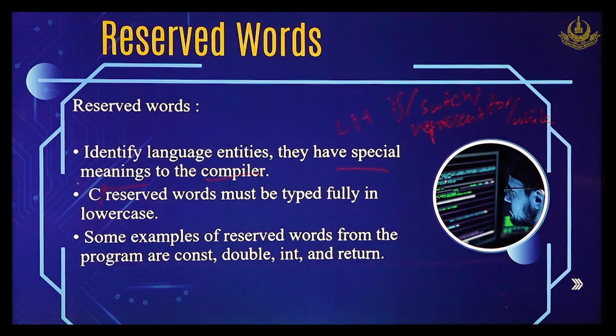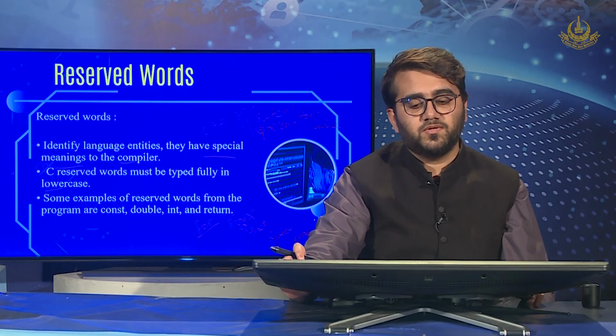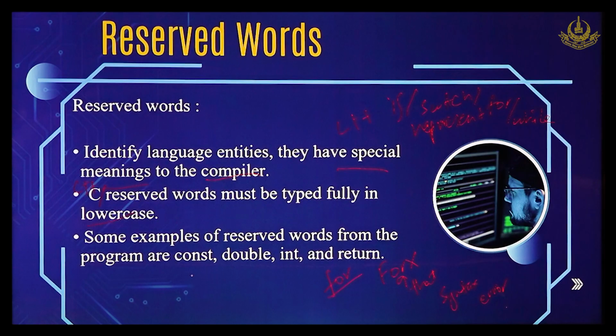Also in C and C++, reserved keywords must be lowercase. Lowercase meaning, for example, if you have for, then all of the letters of for must be lowercase. There should not be any capital letters. You cannot write it like this. If you write it like this, then that would be a syntax error. Some examples of reserved keywords it is giving you: const, double, int, and return. Return is used mostly with functions, which we will discuss in unit number 4.